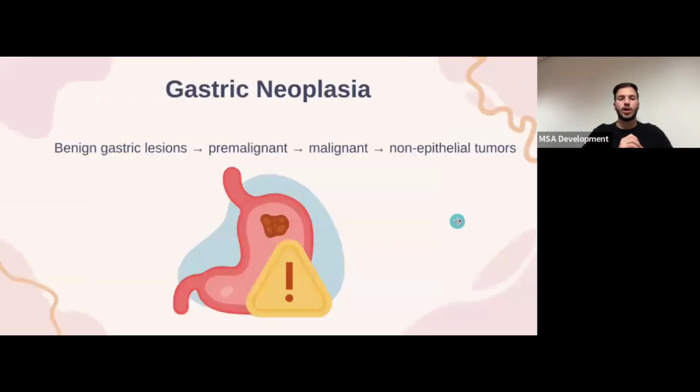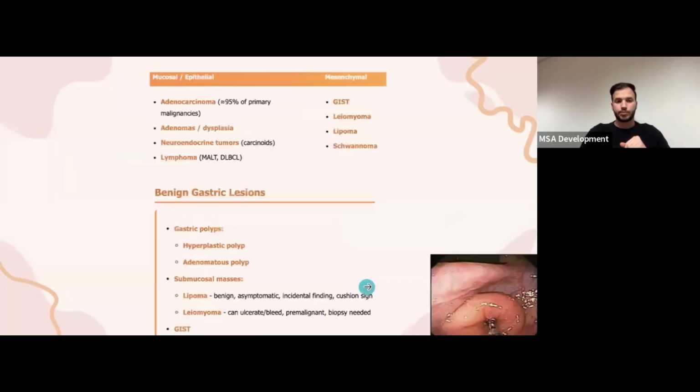Now we're going to move into a big topic, which is the gastric neoplasia. We're going to go step by step from the benign lesions, pre-malignant, malignant, and finally the non-epithelial tumors. To begin with, we have the mucosal epithelial tumors and the mesenchymal tumors. The mucosal epithelial tumors include adenocarcinoma, adenoma or dysplasia, neuroendocrine tumor, and lymphoma. For the mesenchymal, we have GIST or gastrointestinal stromal tumor, leiomyoma, lipoma, and schwannoma.